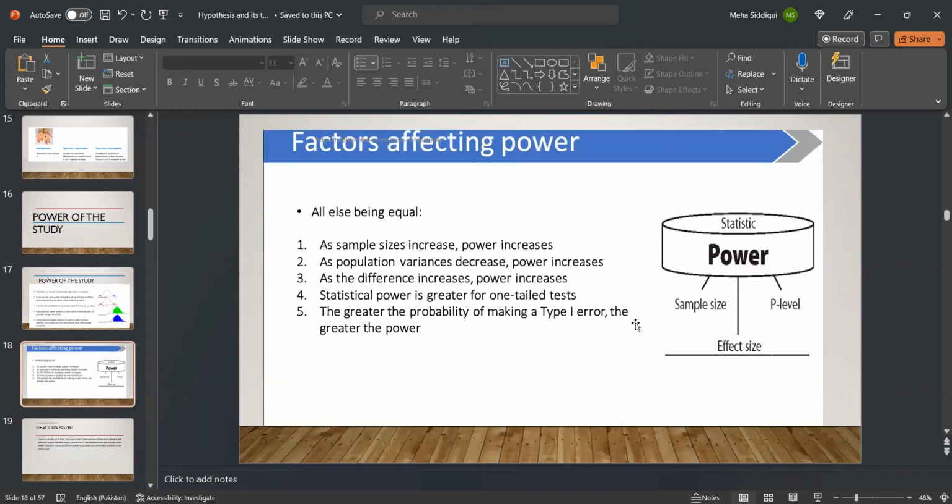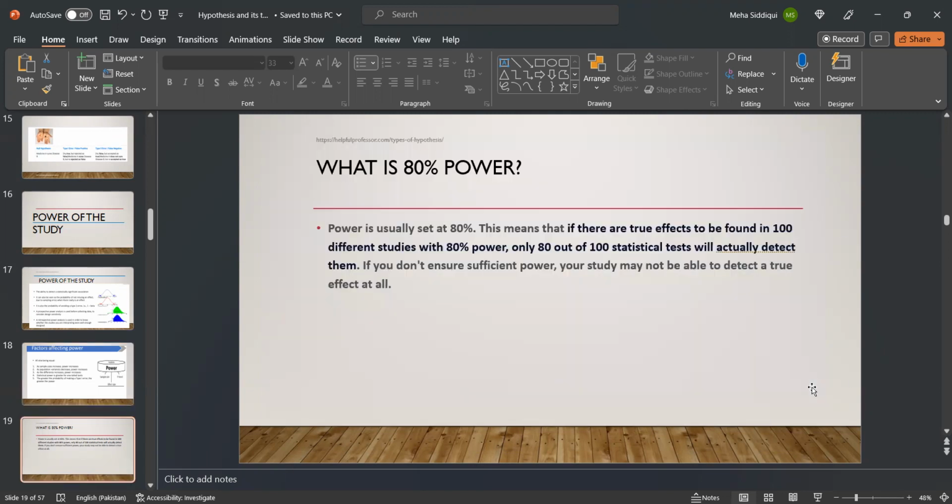Factors affecting power. As sample size increases, power increases. As population variance decreases, power increases. As the difference increases, power increases. Statistical power is greater for a one-tailed test. The greater the probability of making a type 1 error, the greater the power. So these are the factors upon which power depends: sample size, effect size, and p level.